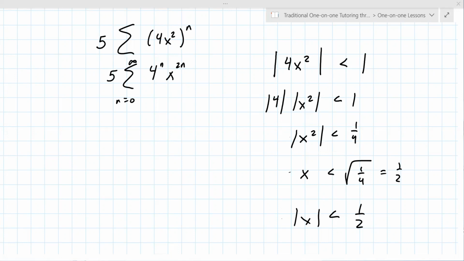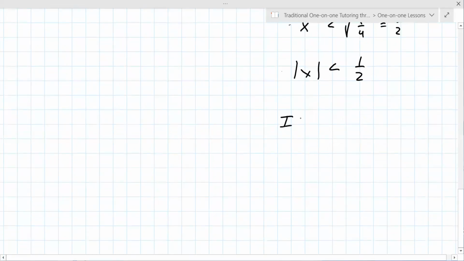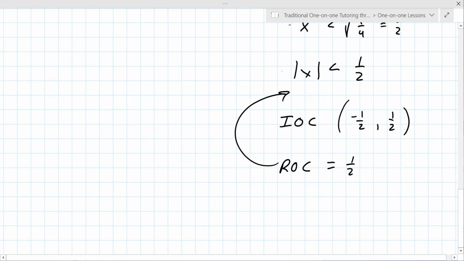So then the interval of convergence will be negative 1/2 to 1/2. Depending on your instructor, you have to be really careful with how you do that. You may need to label it. The radius of convergence is 1/2. That's usually the first thing you write. I mentioned this a few times: I really get sloppy in this part of calculus because it's a little bit different.